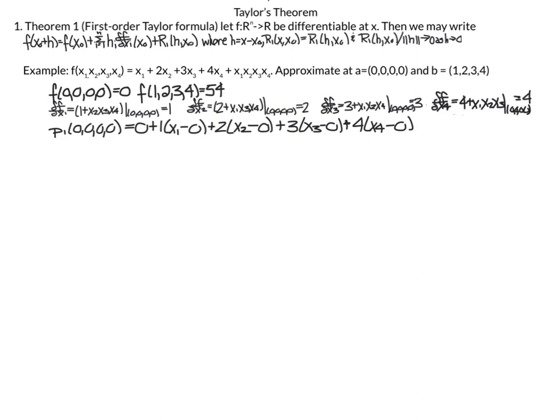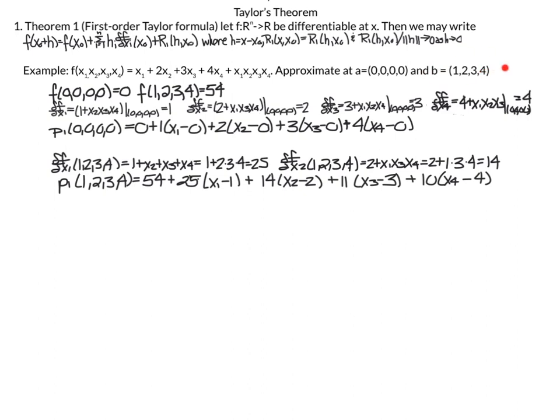And then we can plug into our p1 at 0, 0, 0, 0. We get our function f of a at 0, which is 0, plus df dx1, which is 1 times x1 minus 0, plus df dx2, which is 2 times x2 minus 0, plus df dx3, which is 3 times x3 minus 0, and df dx4, which is 4, times x4 minus 0.